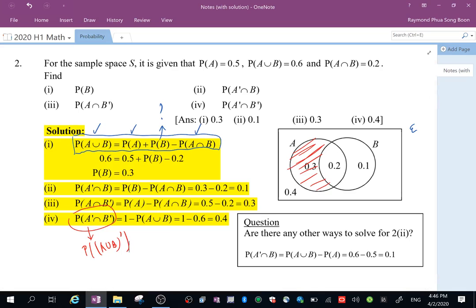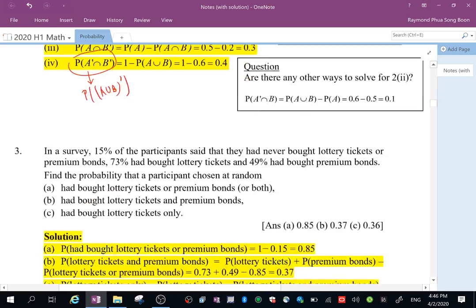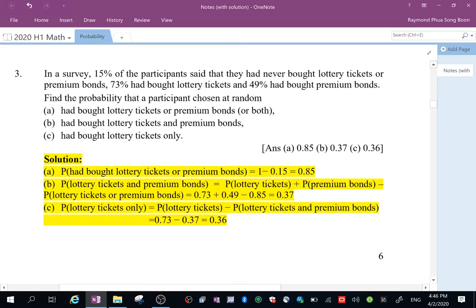Quite straightforward, and especially useful and clear after we have sketched the Venn diagram and worked out the various probabilities for the various regions. Good. Let's move on to the last question in this exercise, which is question 3.